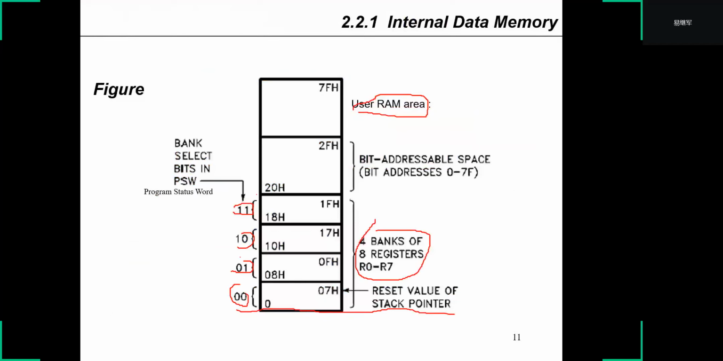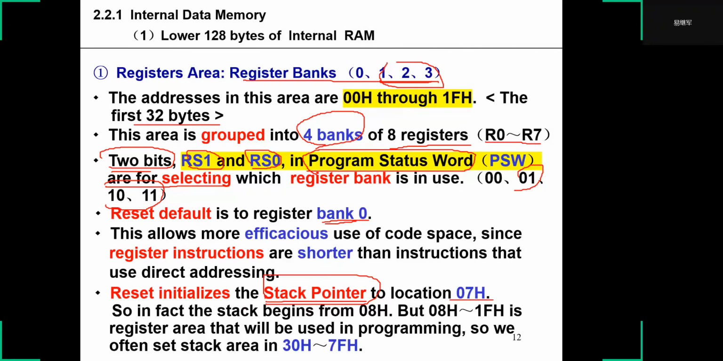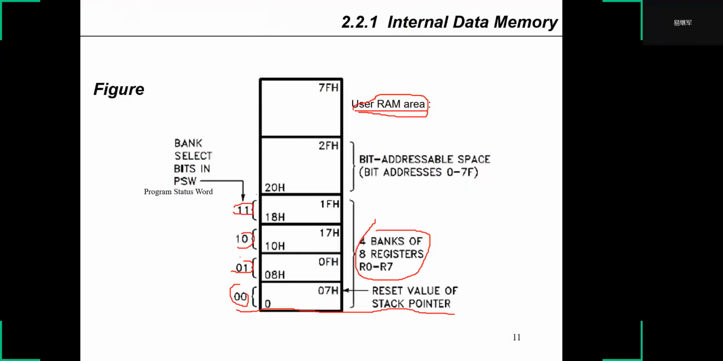From here we can see 30H to 7FH is the user RAM area. We can select some memory for the stack. Sometimes we set that area in 30H to 7FH, just like here.